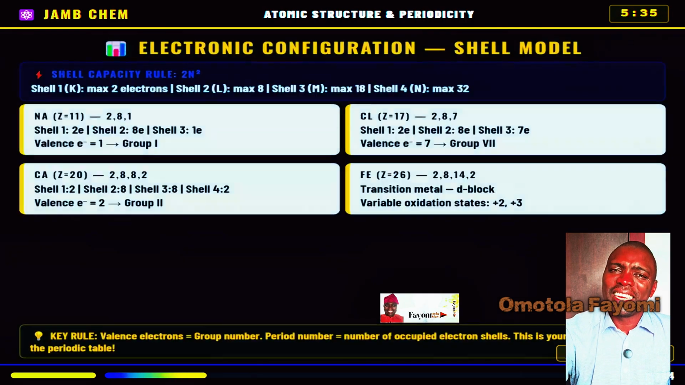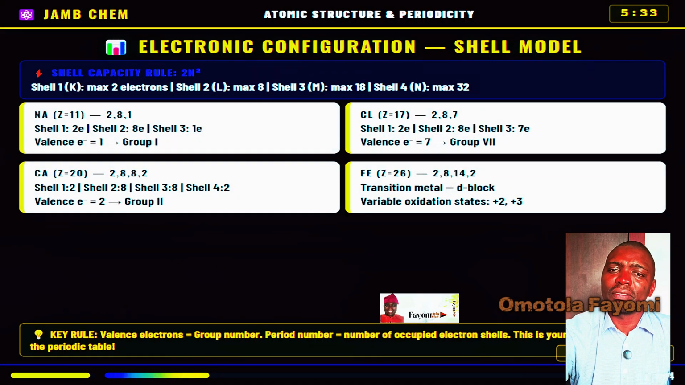Now we learn how electrons arrange themselves around the nucleus. They fill shells from the inside outward. The maximum capacity of each shell follows the formula 2n squared. Shell 1, 2 times 1 squared equals 2 electrons maximum. Shell 2, 2 times 2 squared equals 8 electrons maximum. Shell 3, 2 times 3 squared equals 18 maximum, but in practice it fills to 8 before the 3d subshell is used.